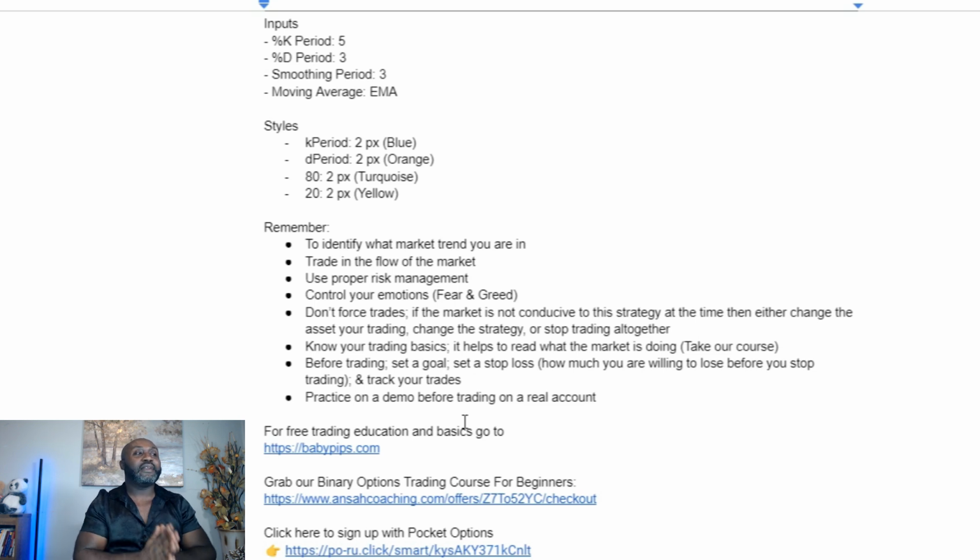Make sure you have that number in hand. If you don't, you could end up blowing your account and getting emotional about your trades and end up trying to revenge trade and trying to get back all the gains right away. And if you do that, there's a higher probability you're going to lose your money.